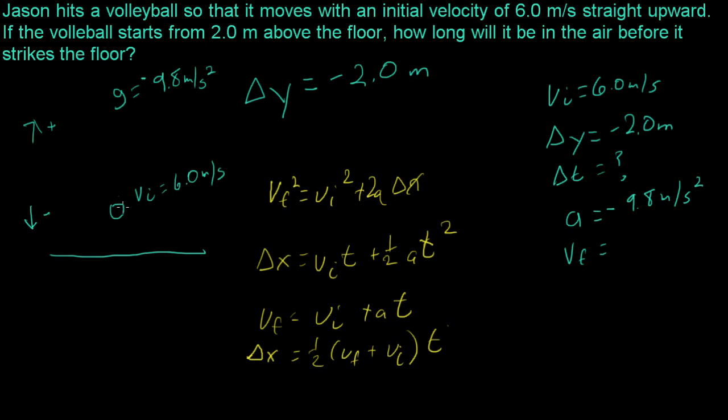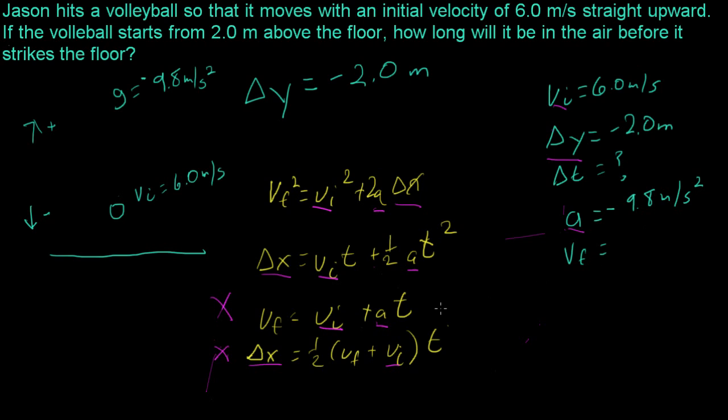So let's see, what do we have? We've got VI, so let's underline all the VI's. Okay, good. So far we can use any of the equations. We've got delta Y, so let's underline all the delta Y's. Okay, so probably not going to use this one right now. We've got A, so underline all the A's. Okay, so we're probably not going to use this one either right now.